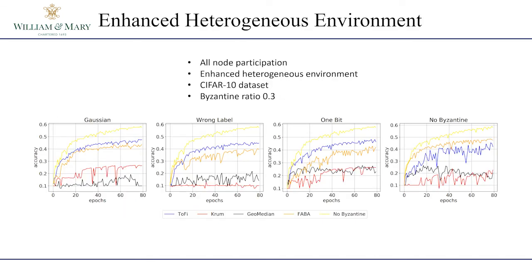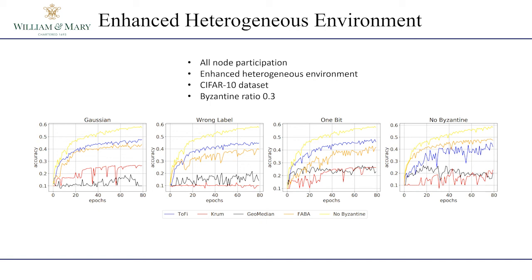We conducted several experiments to show the performance. This is the experiment result on all-node participation, enhanced heterogeneous environment, CIFAR10 dataset, and Byzantine ratio of 0.3. We can see that only ToFi and FEBA are capable of defending against the Byzantine attacks in this scenario. And ToFi performs slightly better than FEBA in the Byzantine environment.